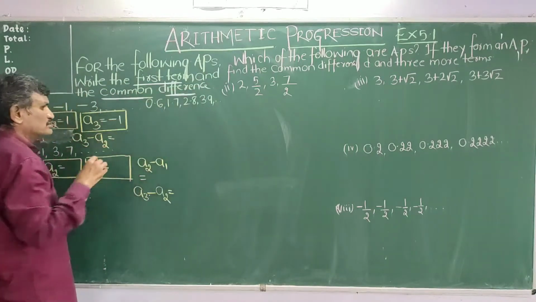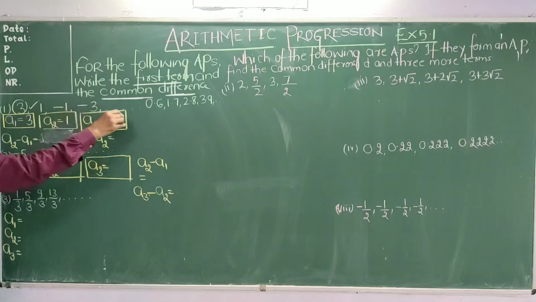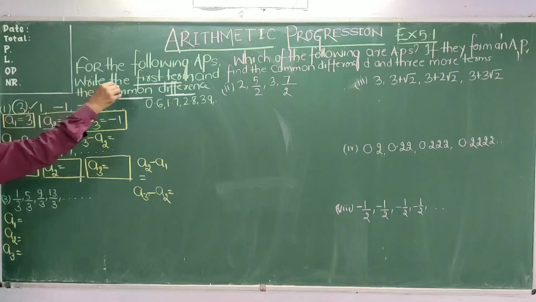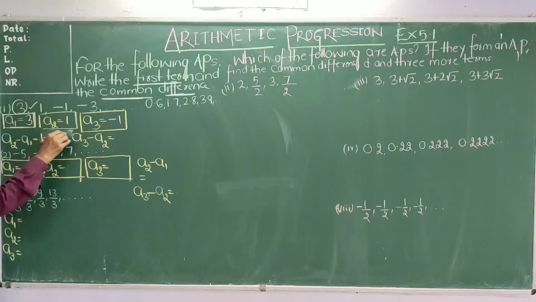It's very simple, children. See, this is the first term here, so I have written: first term is 3, second term is 1, third term is -1, fourth term is -3. Actually that's not required. The first part asks for the first term, so the first term is 3 here. Then you need to find the common difference. Common difference means second term minus first term. That means 1 minus 3, and 1 minus 3 is -2.